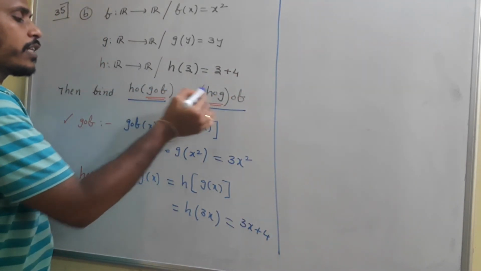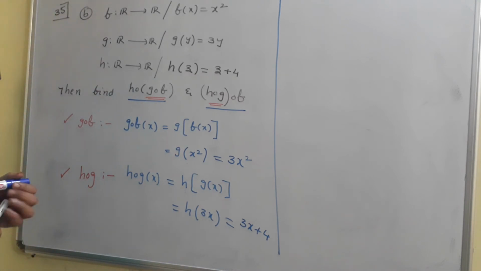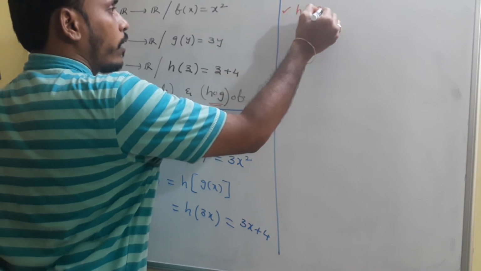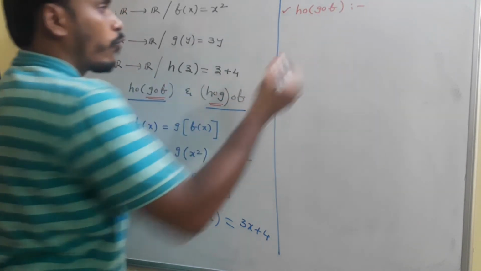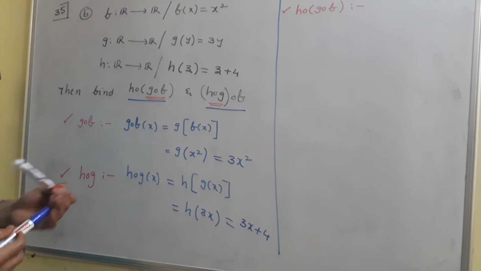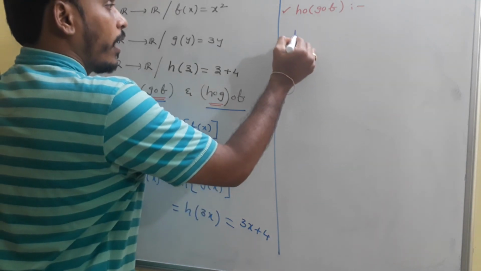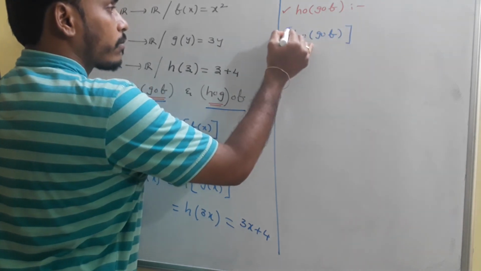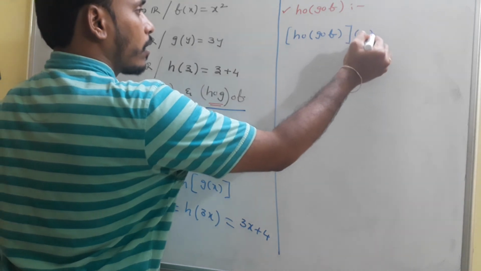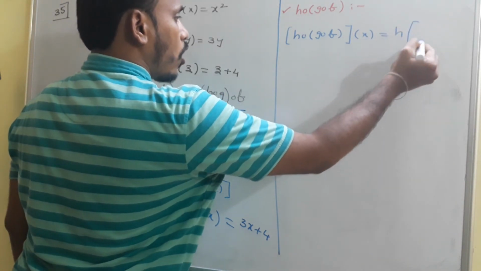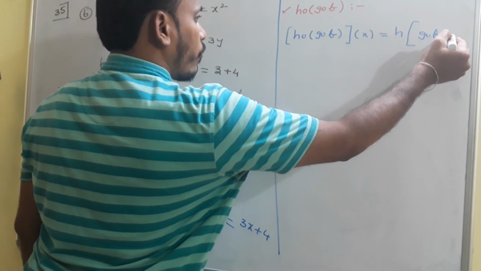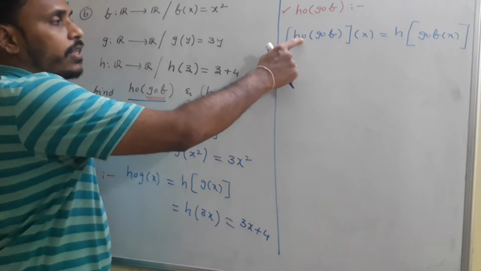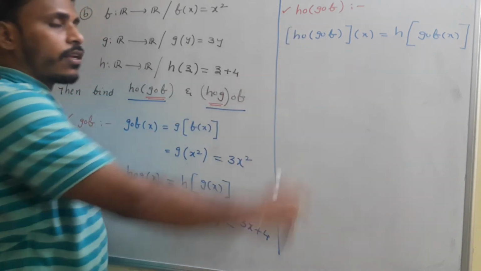Now g circle f and h circle g are completed. Then we need to find h circle of g circle f. So how to find the value of this h circle of g circle f? h circle of g circle f of x, this is a function of x. So it can be written as h of g circle f of x. If you split this circle, it becomes h of g circle f of x.